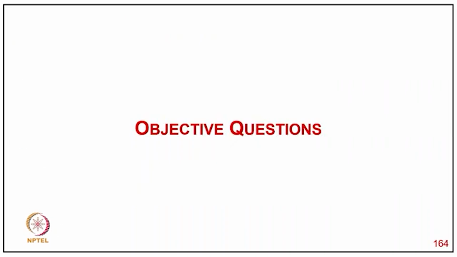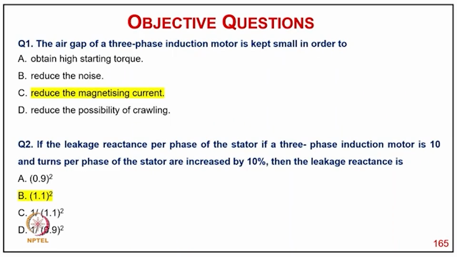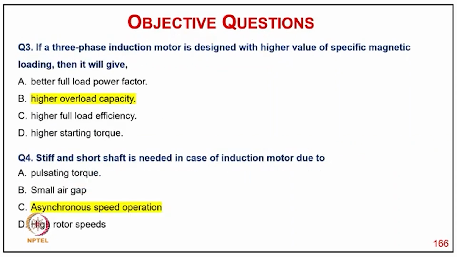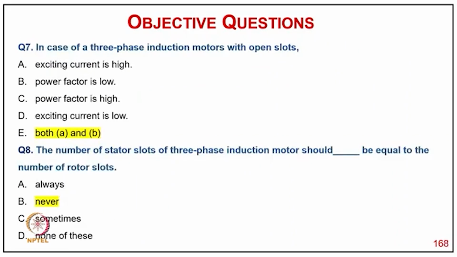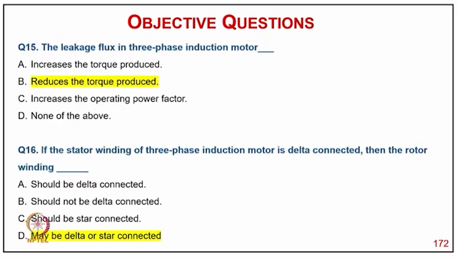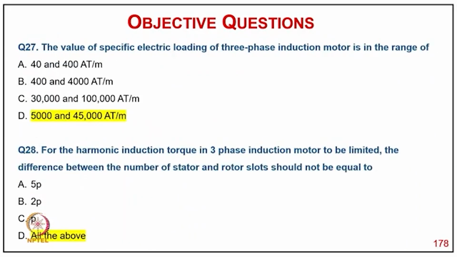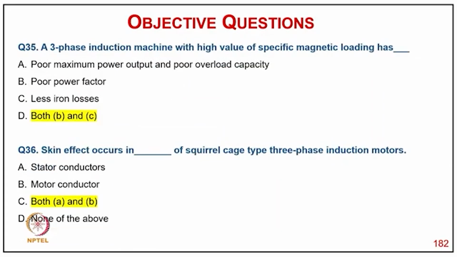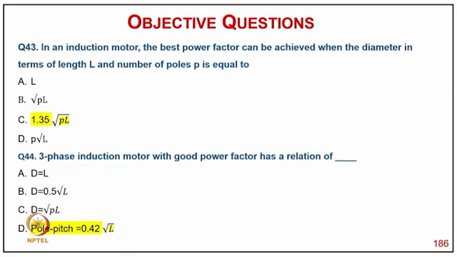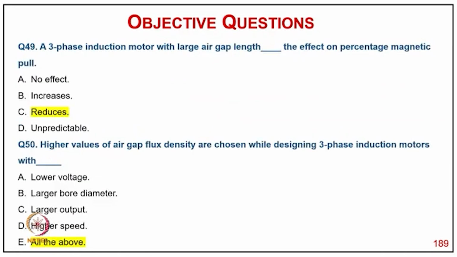Now coming to the objective questions. The air gap of a 3-phase induction motor is kept small in order to reduce the magnetizing current. If the leakage reactance per phase of the stator of a 3-phase induction motor and the turns per phase increase by 10%, the leakage reactance will be 1.1 squared times. So you have a lot of objective questions which you can go through, like in these typical examples, around 50 examples in short.